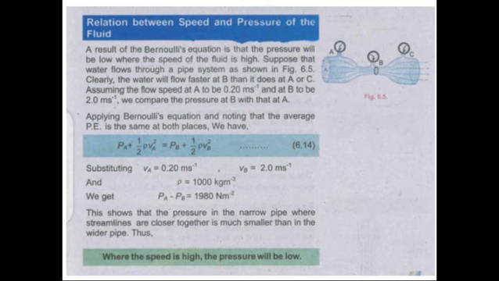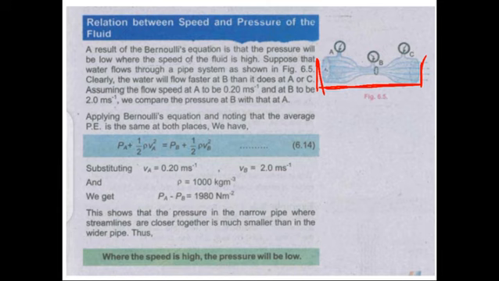Next application is the relation between speed and pressure of the fluid. To understand this application, keep in mind, suppose you have a pipe and the level of both sides A and C is equal. It is up to the same height from both sides, placed on the ground. While its cross-sectional area varies, you can see the cross-sectional area at point A is larger as compared to point B. At point A, the area is large, while at point B its area is small.